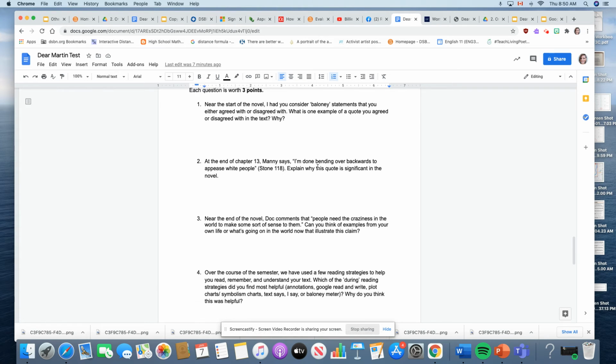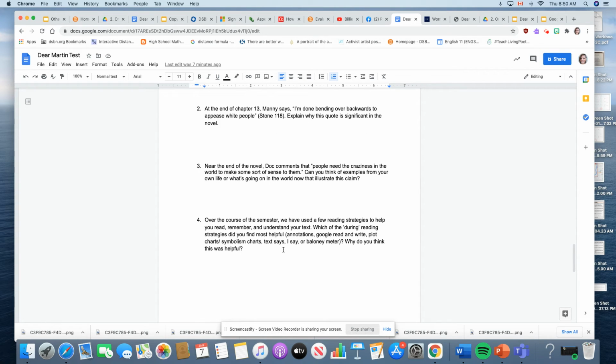So, something, for instance, like this. Over the course of the semester, we have used a few reading strategies to help you read, remember, and understand your text. Which of the during reading strategies did you find most helpful? Annotations, Google Read and Write, plot charts / symbolism charts, text says I say, or the baloney meter. Okay, so all of these are during reading strategies. They help you understand and interpret the text as you are going.